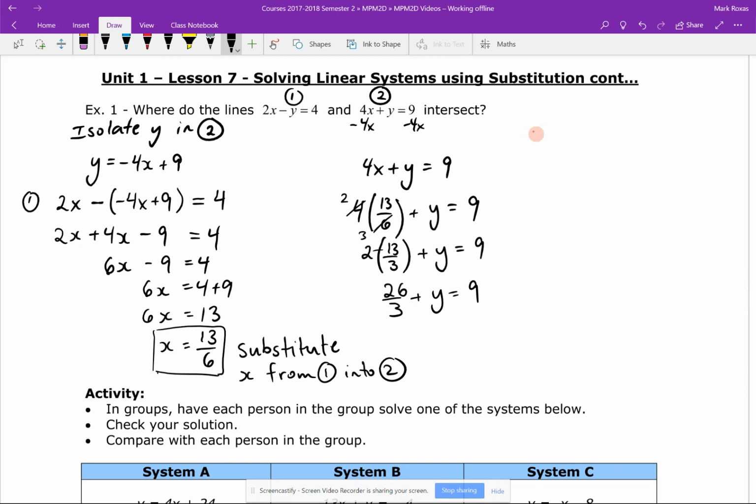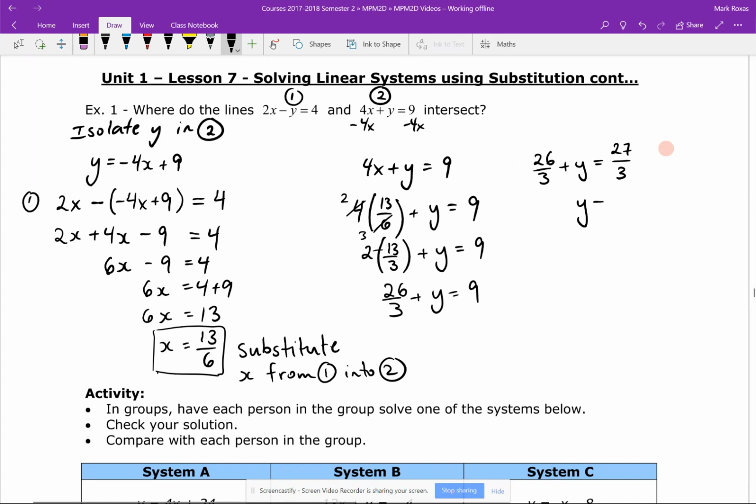So I write it up here: 26 over 3 plus y. You need to convert the 9 into a fraction with the same denominator. So 3 will be on the bottom, which means I have to multiply the 9 by 3, which gives me 27. So 27 over 3 is the same thing as saying 9. But now I have a common denominator here. Now I have to isolate y.